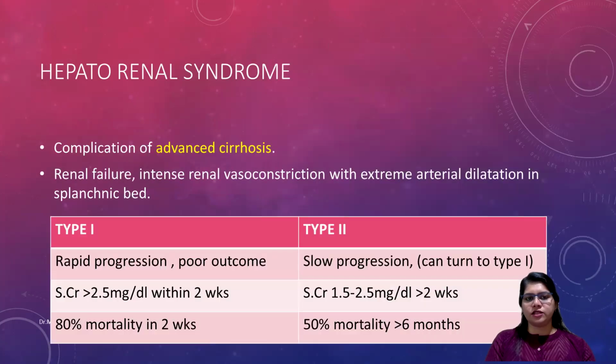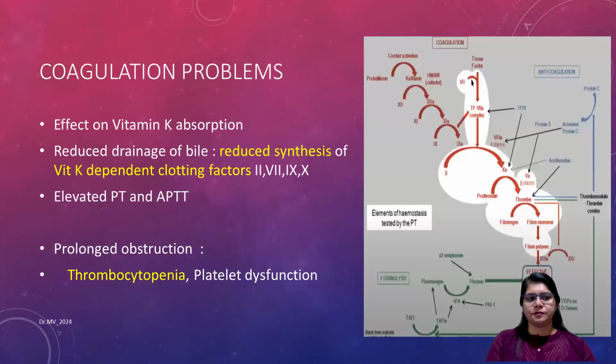Hepatorenal syndrome is not part of cholestasis, but just for completeness' sake, it is a complication of advanced cirrhosis where there is renal failure, intense renal vasoconstriction with extreme arterial dilatation in the splanchnic blood. There are two types, type 1 and type 2. Among these, type 1 has a very poor outcome.